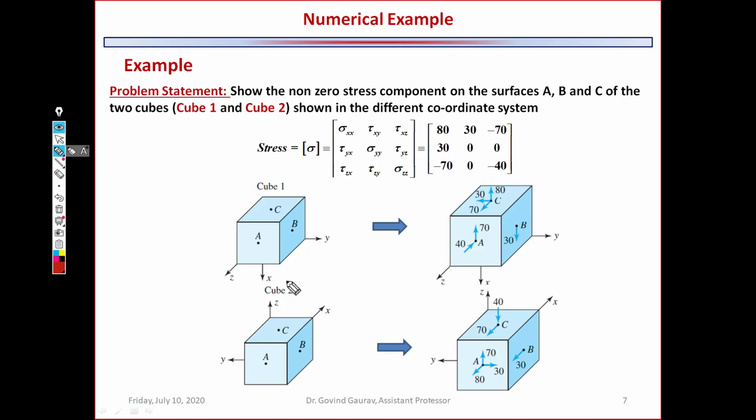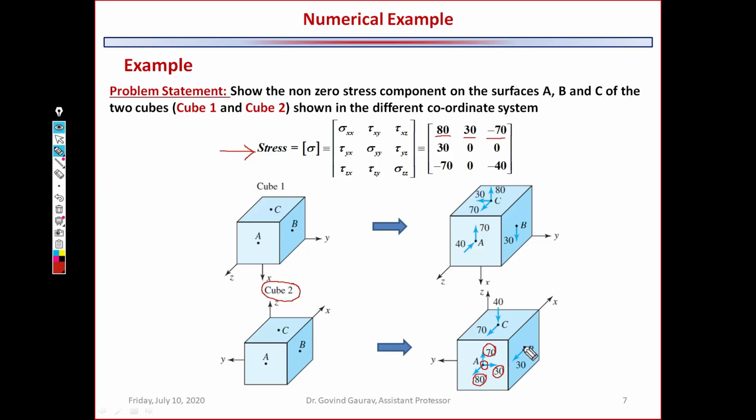Again, for the second cube, we have to define the various non-zero stresses that are acting, corresponding to the stress given by the 3 by 3 matrix. The values of the stresses acting at the point A are represented by 80, 30 and minus 70. So the value of the normal stress is 80 and the values of the shearing stresses are 30 and 70.